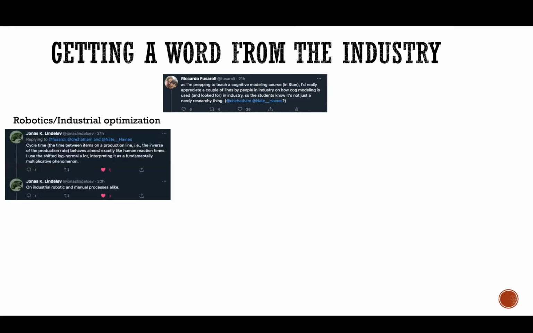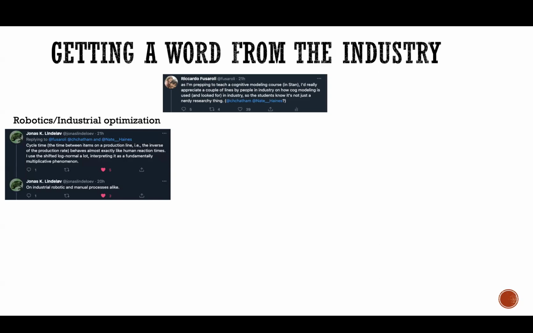So Jonas Lindelof is somebody a few of you have had as a censor in some of your exams. He used to be a psychologist here at Aarhus University. He is now working in the robotic industry. And I asked for a couple of lines by people in industry on how cog modeling is used and looked for in industry, so the students know it's not just a nerdy researchy thing.